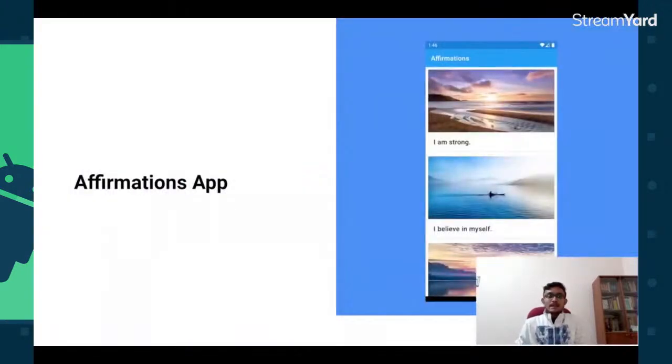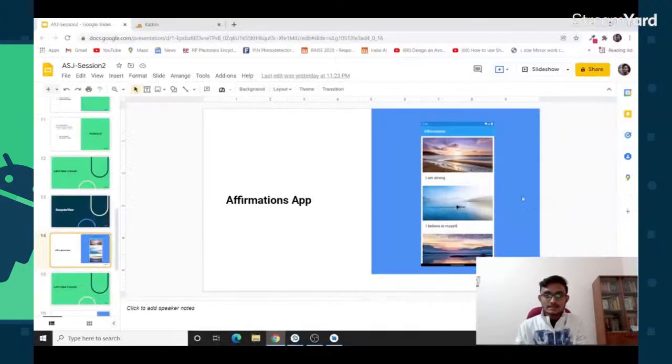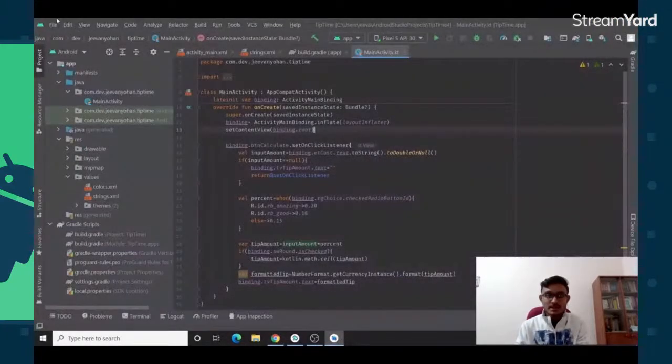We are going to build an affirmations app to get some knowledge about recycler views and how adapters and item views and everything work. Okay, so these are basically some motivational quotes and some images inside a card view. And this is a list. You can scroll down. This is how it will look finally when we build the app. Okay, let's get to Android Studio without spending much time.